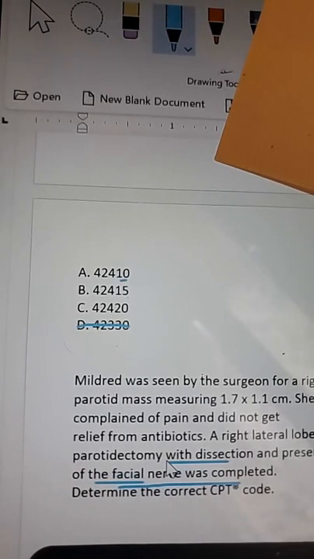Now, 15 is the lobe, but they preserve the facial nerve. And then total is the 20 down there. Yep, we've got the B because we preserved. And they said it exactly like the CPT code says. They use the exact same wording, so that's 100% helpful. And it was all down at the bottom, which was great. We didn't have to move at all.